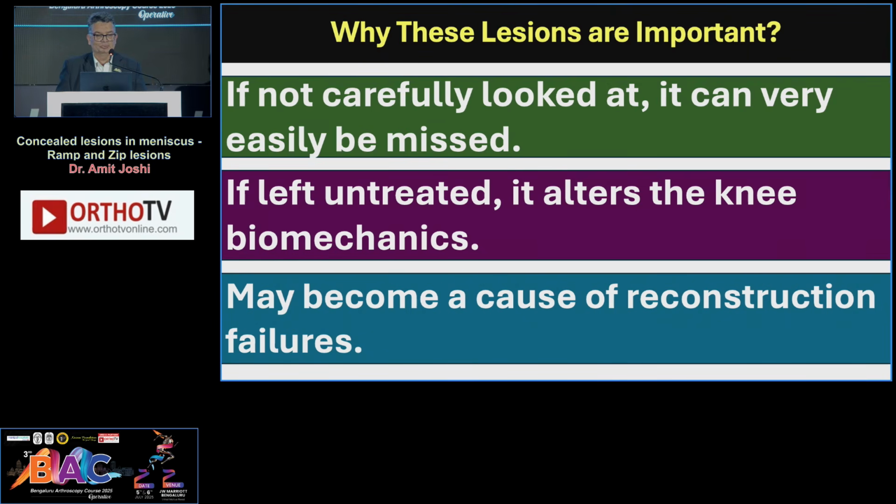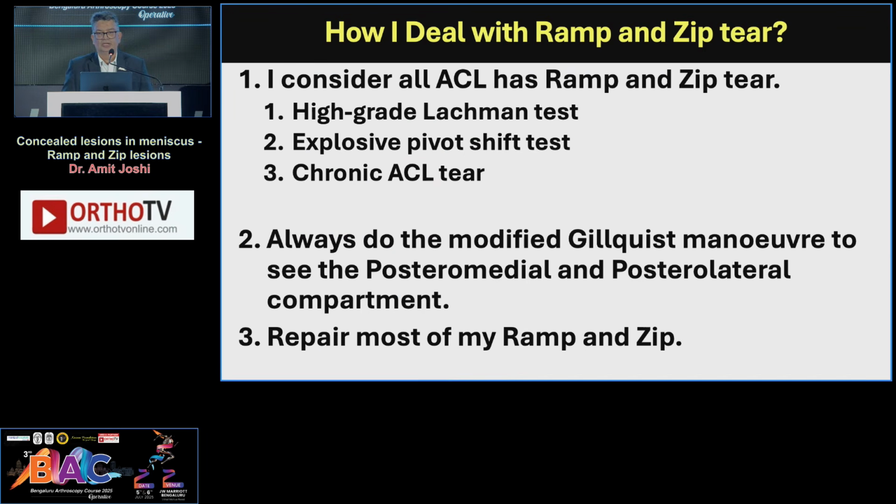Why are these lesions important? If not carefully looked at, they can very easily be missed. If missed and left untreated, they can alter the biomechanics of the knee, and this may become a cause of reconstruction failure. One of the commonest causes of ACL failure nowadays is recognized as a missed ramp or missed JIP lesion. So how do I deal with ramp and JIP lesions, in a nutshell? I consider all ACLs to have ramp and JIP tears if they have a high grade of Lachman test, explosive pivot shift, and a chronic ACL tear. I always do the modified Gilchrist maneuver to see the posteromedial and the posterolateral compartment.